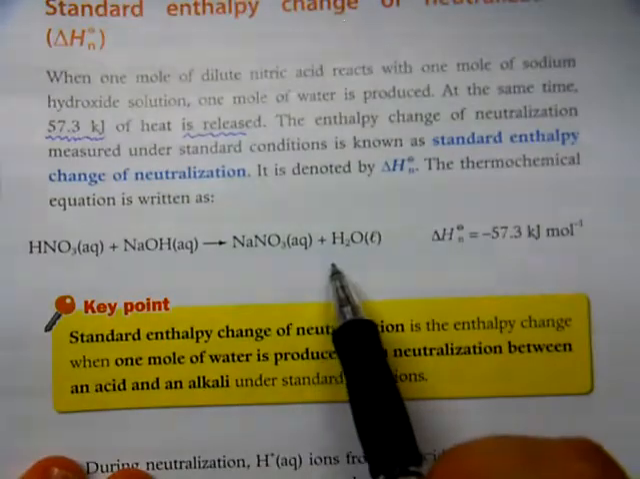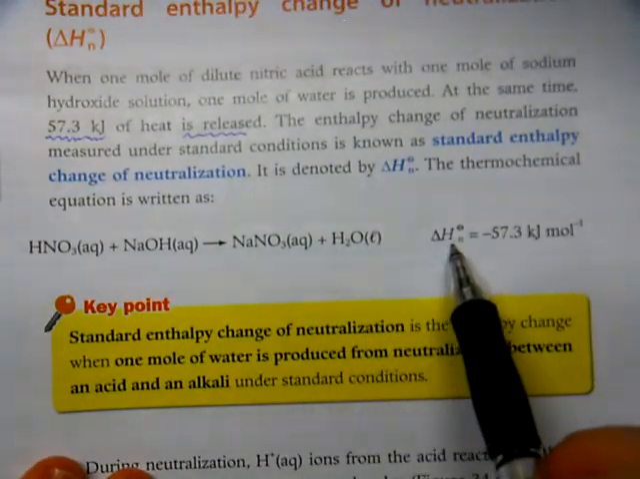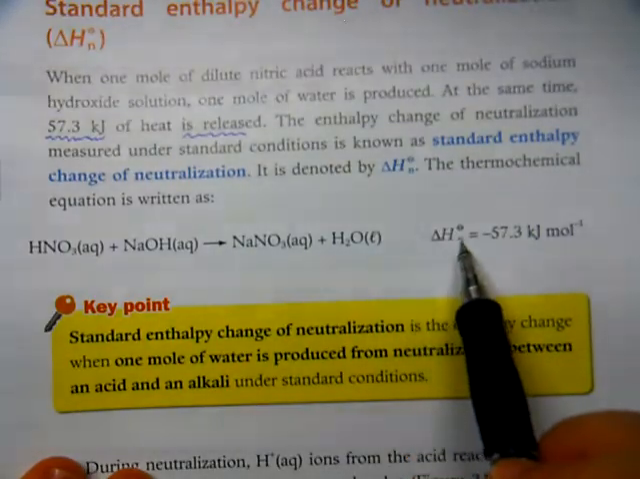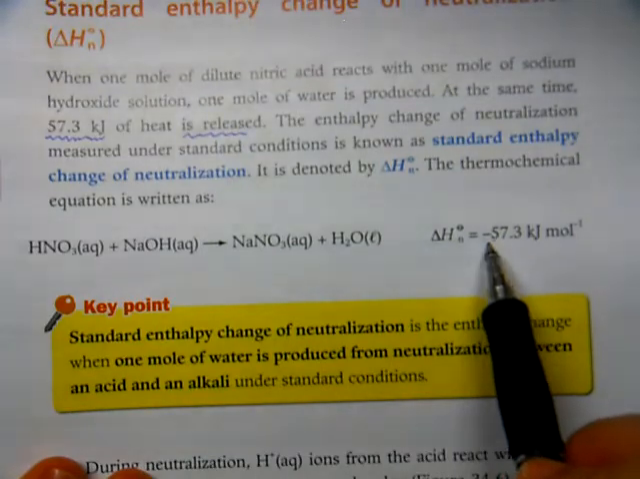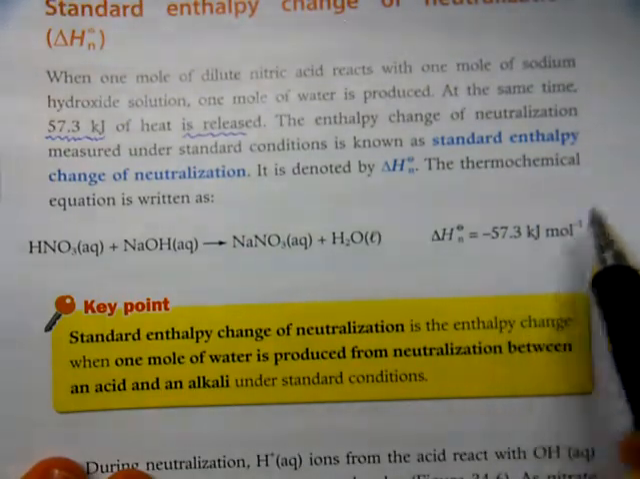Because I'm now writing the thermochemical equation, you need to put the delta H beside the equation. Delta H N phi is equal to negative. Do you remember what is the meaning of negative? Negative means energy is released, heat is released. That means the reaction is exothermic. Negative 57.3 kilojoule per mole.